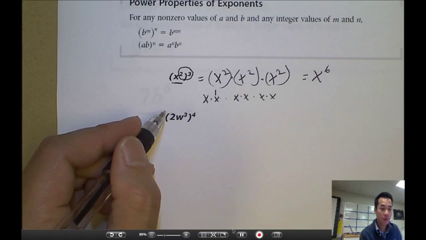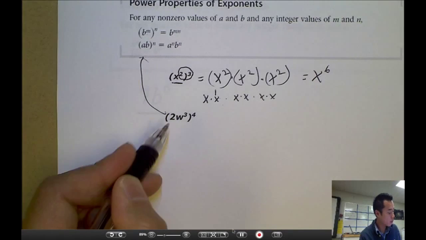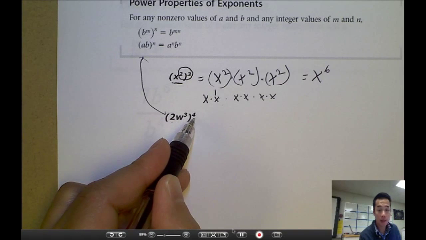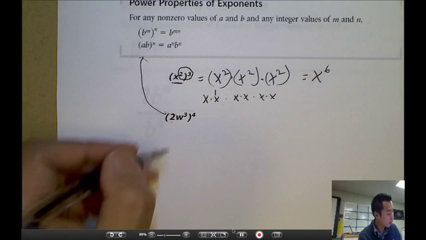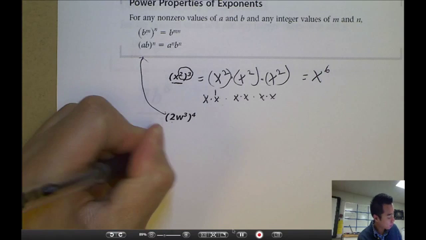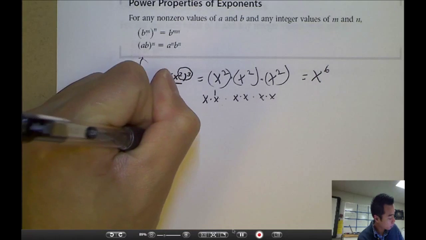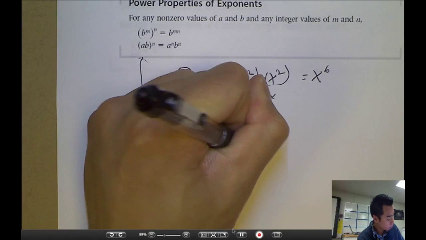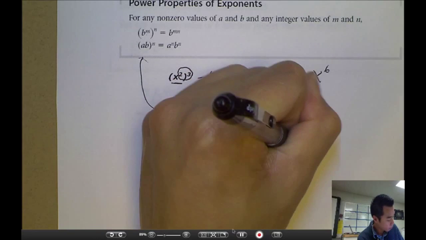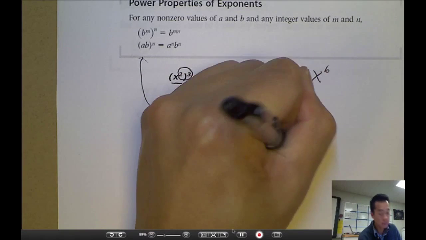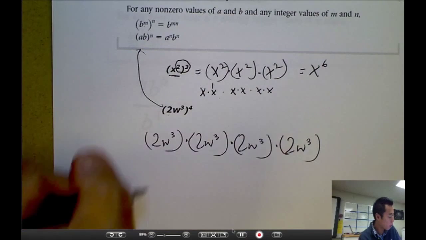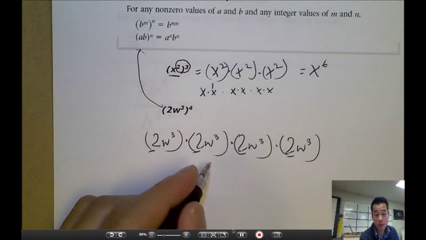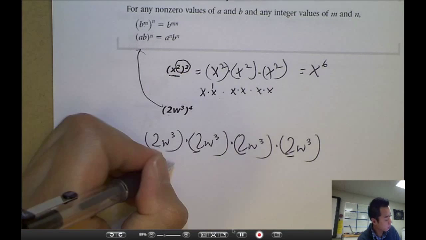Same thing with this one. This one deals with the second rule right here. If you have 2, which is my coefficient of 2, w to the third power, raised to the fourth power, you can write it out 4 times. There's one group. There's 2 groups. There's 3 groups. And there's the fourth group. And just like we did before, I would multiply my coefficients. 2 times 2 times 2 times 2. 2 times 2 is 4. Times 2 is 8. Times 2 is 16.